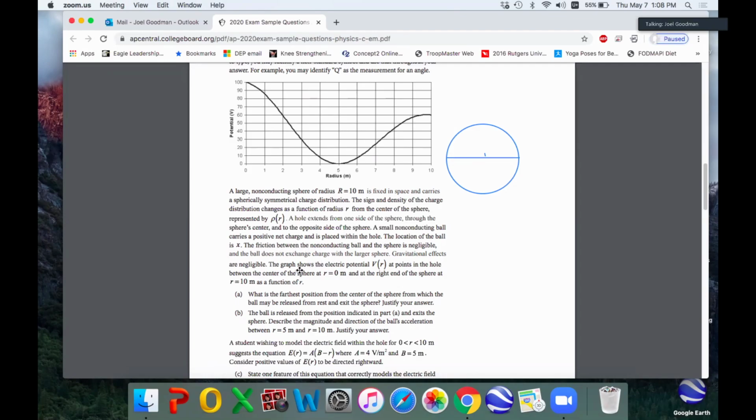Okay, the graph shows the potential, the voltage, that's the electric potential, at points in the hole between the center of the sphere at r equals 0 and the right end of the sphere at r equals 10, as a function of r. Let's just put in a little test charge. I'm going to make the test charge red. Here's the test charge. Now, I'm going to grab this test charge and move it around. When the test charge is at the center, we have a lot of voltage.